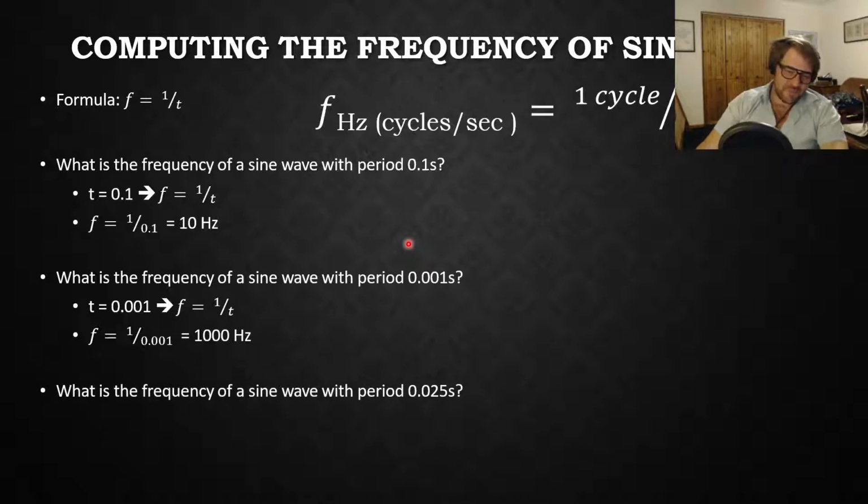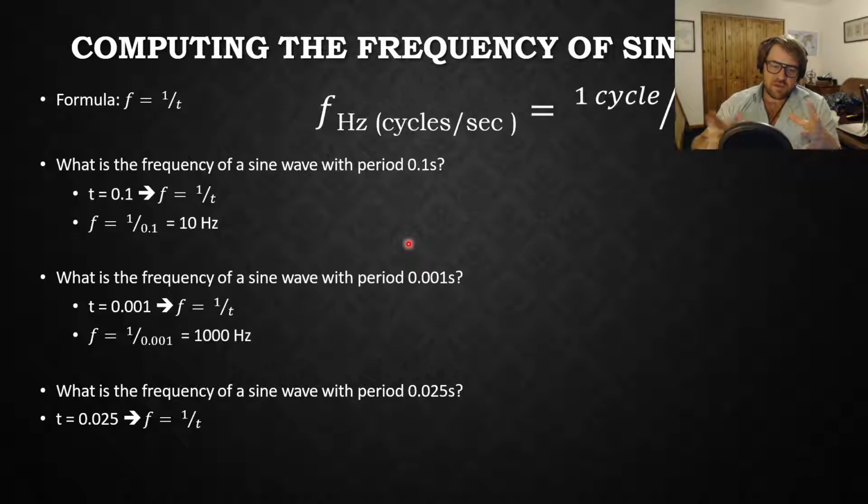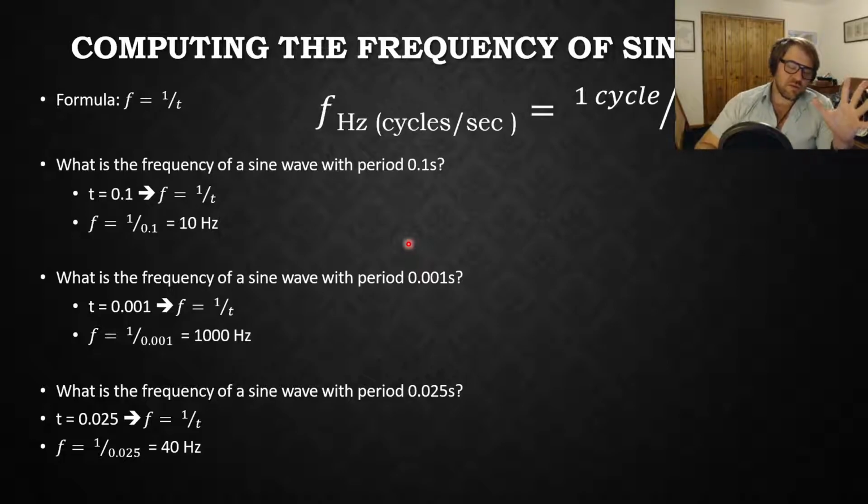Let's move on, and we'll do one that's a little bit more difficult, because it's not just zeros and ones. The frequency of a sine wave with a period of 0.025 seconds. Well, t equals 0.025. We put it in our formula, f equals 1 over t. What do we get? f equals 1 over 0.025. Put that in your calculator, and you get 40 hertz. That's how you calculate the frequency from the period.